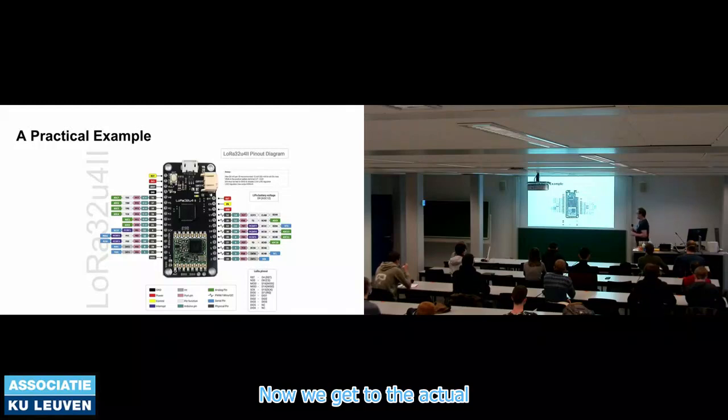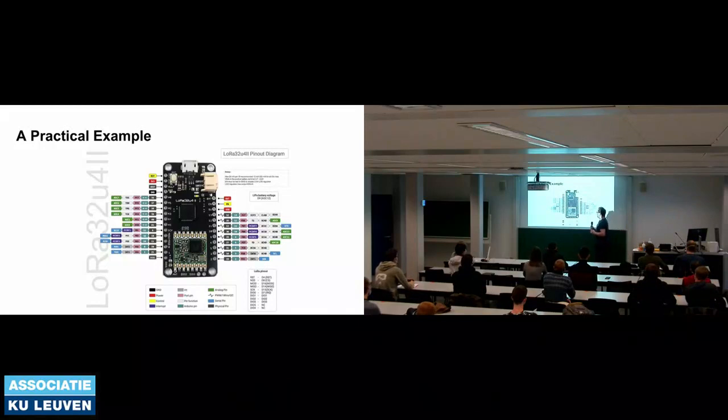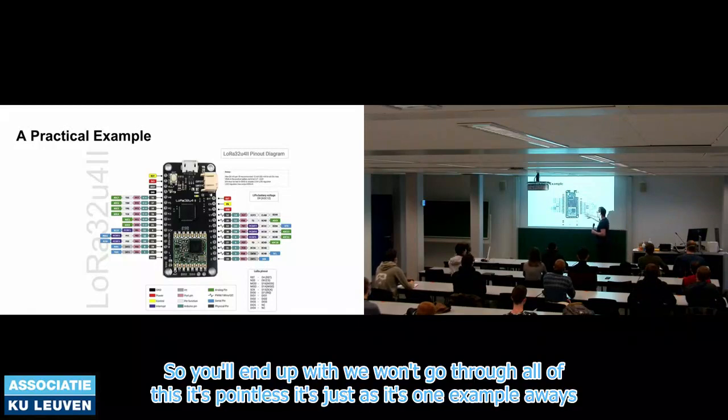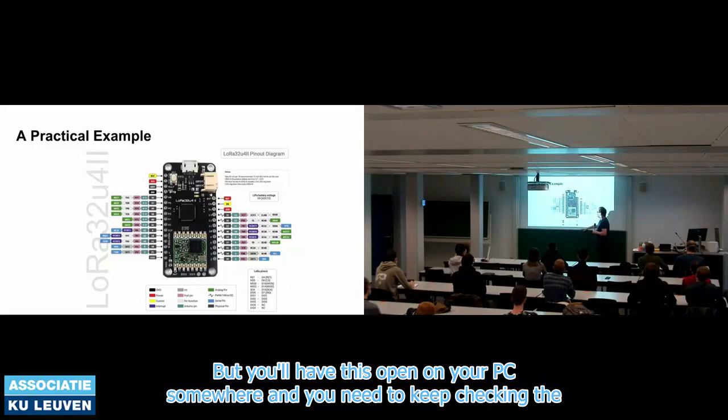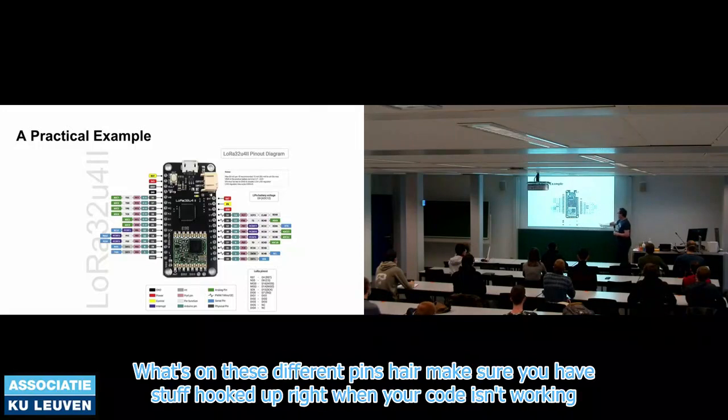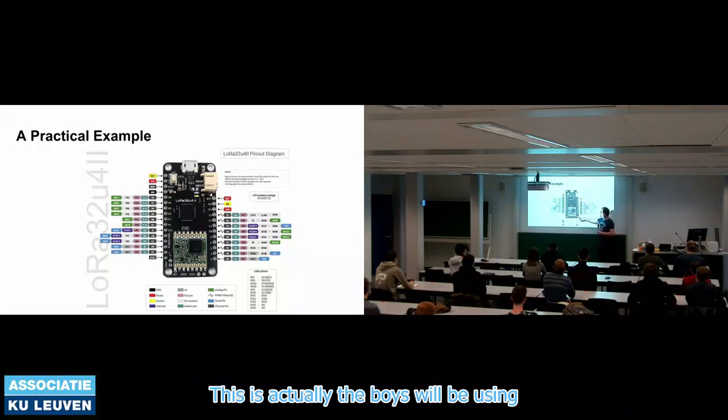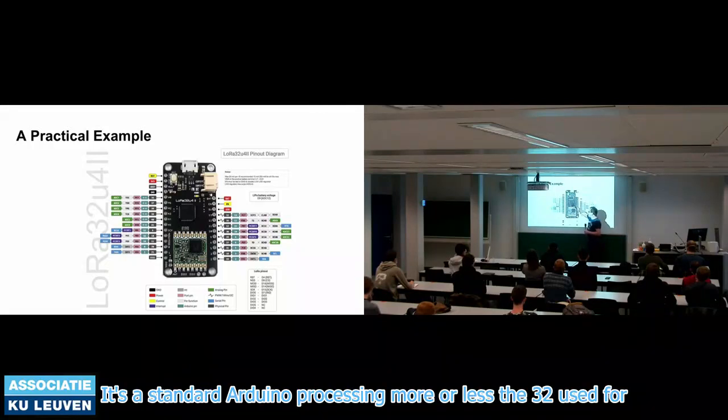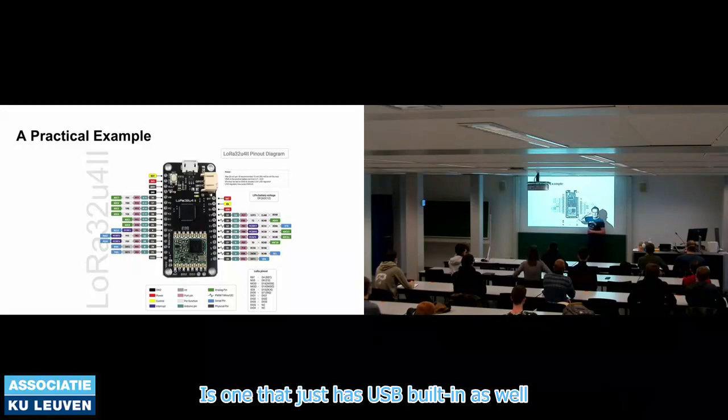Now we get to the actual board that you guys will be using. We won't go through all of this, it's pointless, it's just one example always. But you'll have this open on your PC somewhere and you'll need to keep checking what's on these different pins here and make sure you have stuff hooked up right when your code isn't working. This is actually the board you'll be using. So just to give you a quick overview, it's a standard Arduino processor more or less. The 32U4 is one that just has USB built in as well.